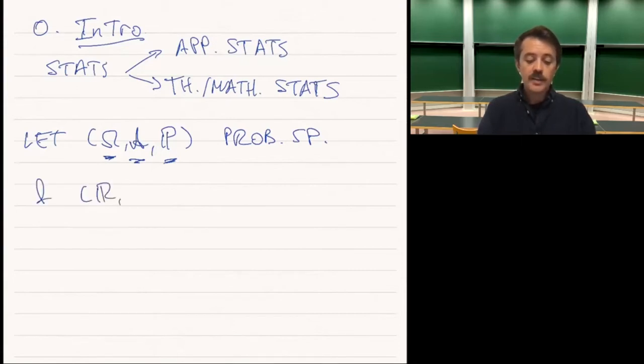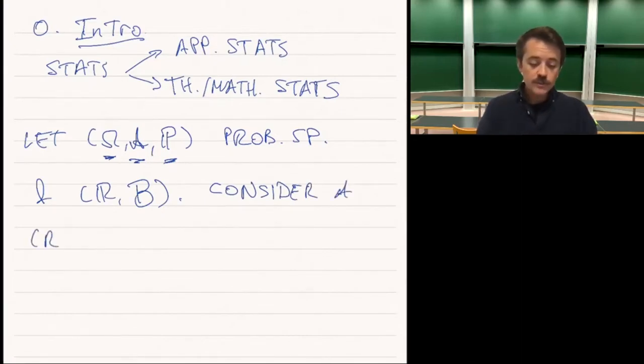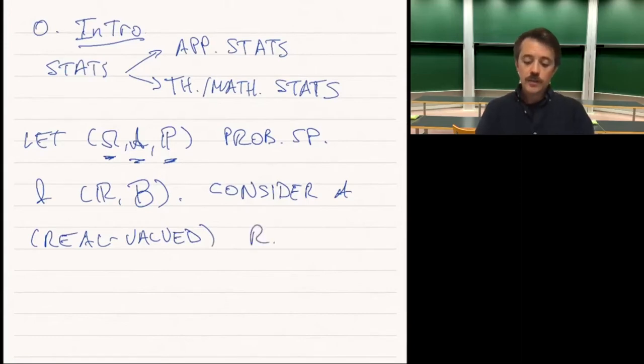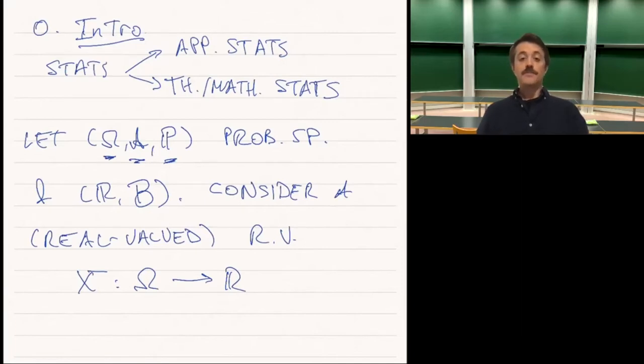I want to embed the real line, or I want to just consider the real line together with the Borel sigma algebra, the usual one. Then we can consider a real valued random variable. By the way, we could consider more general random variables, but in this course the focus is real valued, and I will shorten random variable as RV. This is given simply, I remind you, by a mapping that goes from the space of events to, in this case, the real line. And for it to be a random variable, it has to be measurable, right?